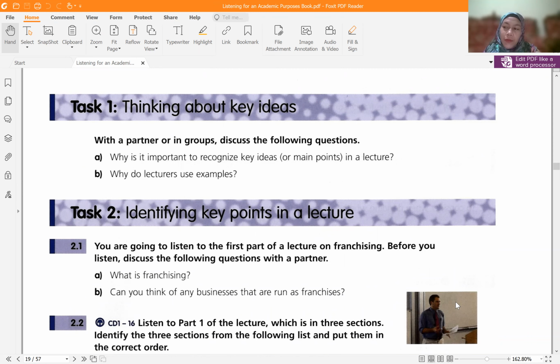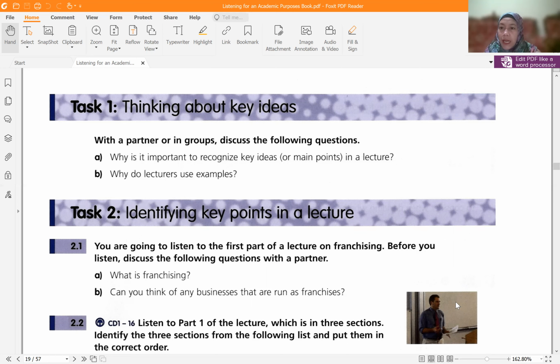Kenapa ini penting untuk mengetahui main point atau key ideas from a lecture? Why is it important? And then secondly, think about why do lecturers use examples? Dan kenapa seorang dosen itu menjelaskan dengan memberikan example? So these two questions will lead us to the understanding why it is important for us to recognize key ideas from a lecture.